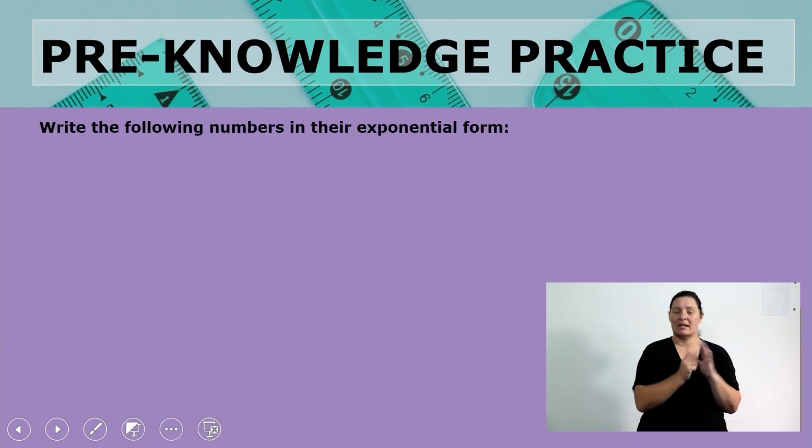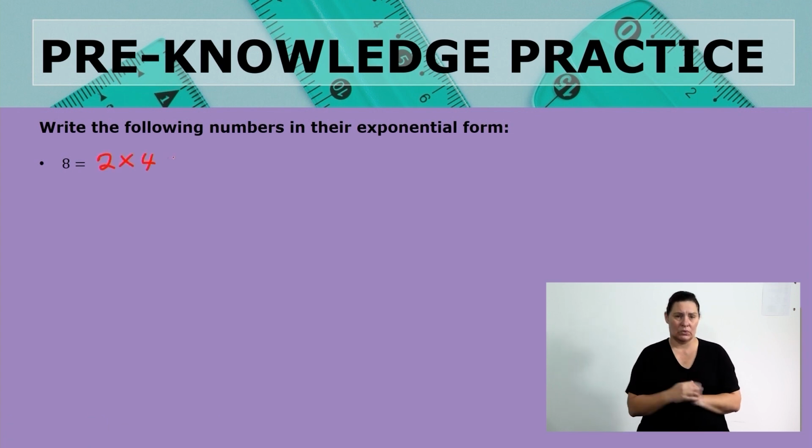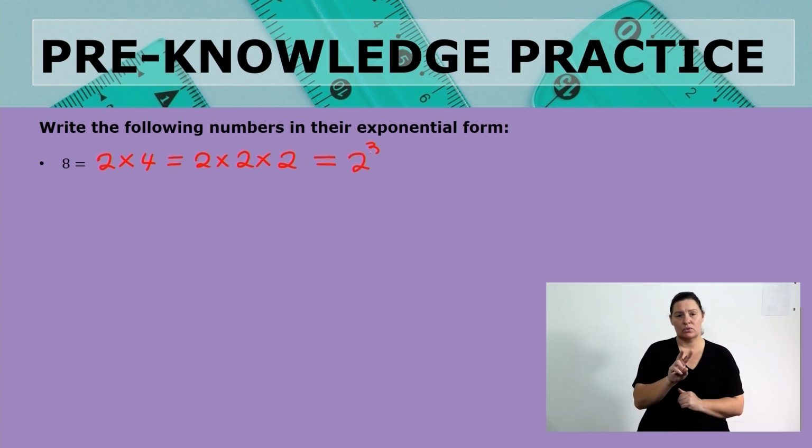Let's write the following numbers in their exponential form. When we are looking at 8, 8 can be presented as 2 multiplied by 4. We know that is 2 multiplied by 2 multiplied by 2. So 2 is multiplied by itself twice. This means that it is 2 to the exponent 3.